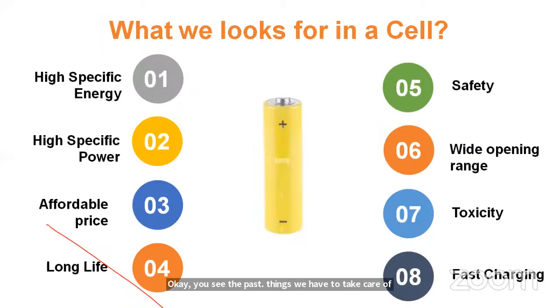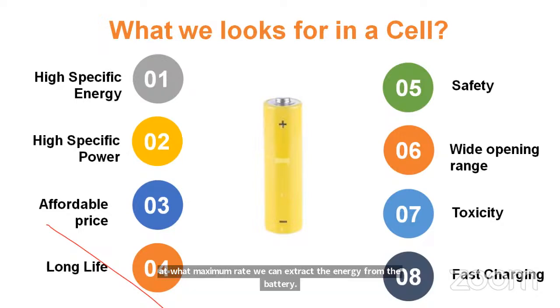Second, high specific power. The power of the cell should be high, right? This power helps us, for example, when you have to give a quick race to your vehicle. At that time you need high power. High power means at what maximum rate we can extract the energy from the battery. That is high specific power.